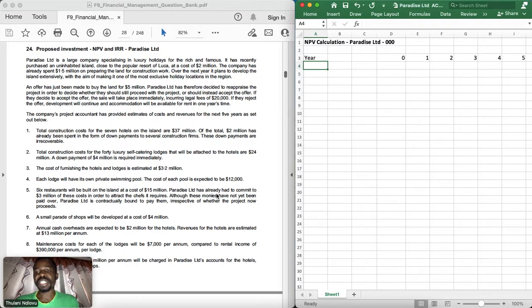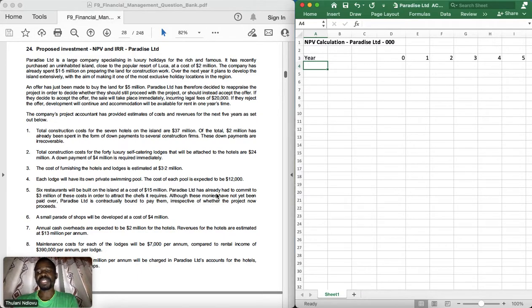The company has already spent 1.5 million on preparing the land for construction work. Also, this 1.5 million is a past cost, a sunk cost, so it's not relevant for decision making, so we will not include it when calculating the NPV. Over the next year, it plans to develop the island extensively with the aim of making it one of the most exclusive holiday locations in the region. An offer has just been made to buy the land for 5 million.